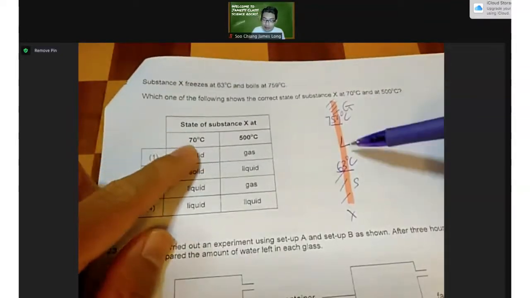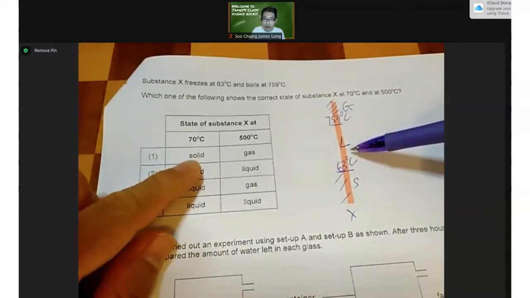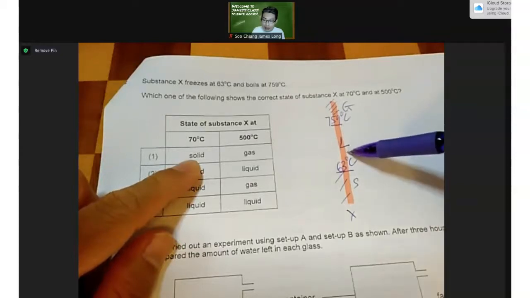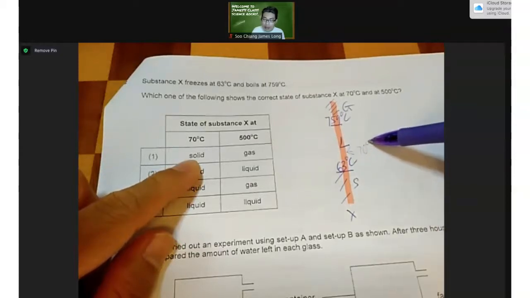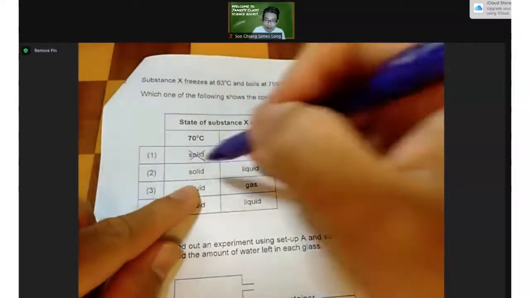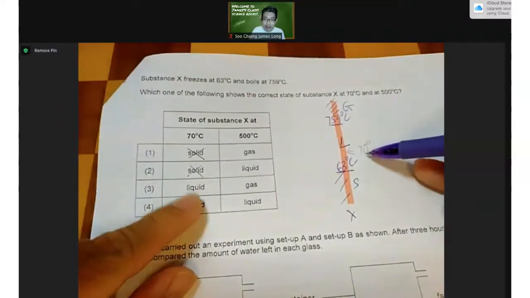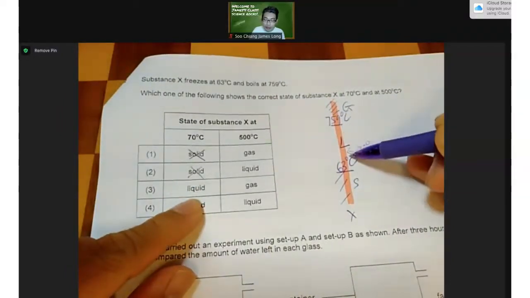70 is between these two. It's a solid, they say. That's wrong. If it's at 70, that is somewhere here, then X is a liquid. So this is wrong. Next one. Still wrong. Okay, at 70, it is a liquid. Yeah, that's true. How about this?